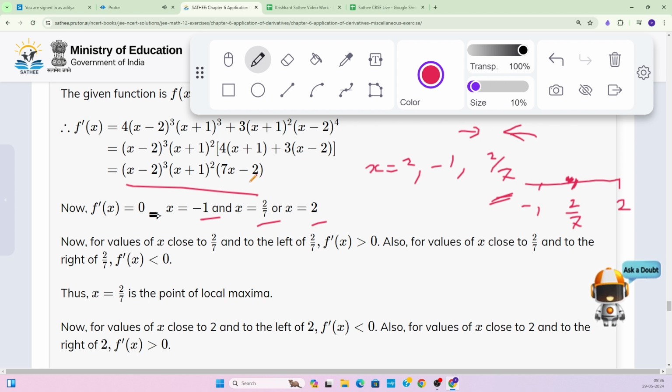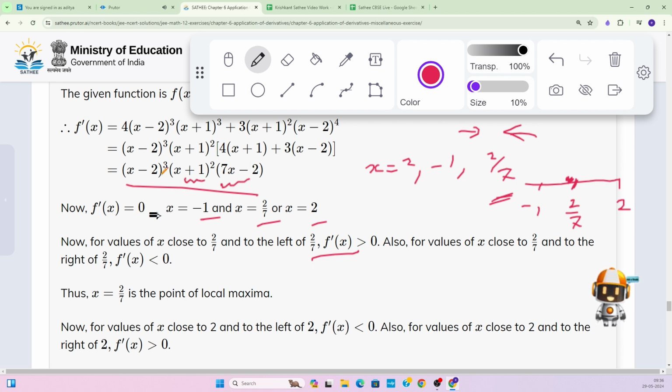This is nothing but a positive thing. This gives you a positive, no? Yes, sorry, the negative thing. So what it means is that negative will give you positive. That's why if you move towards 2 by 7 from the left hand side, you will have f prime positive. And if you are from the right hand side, you can easily see what happened.